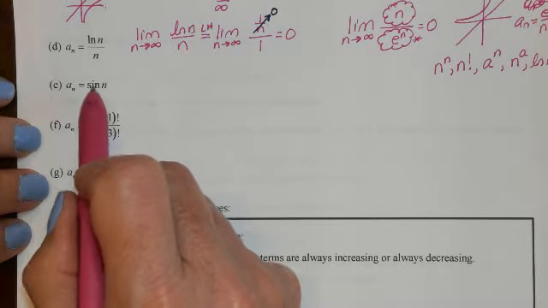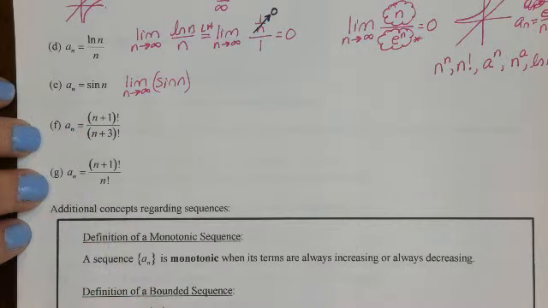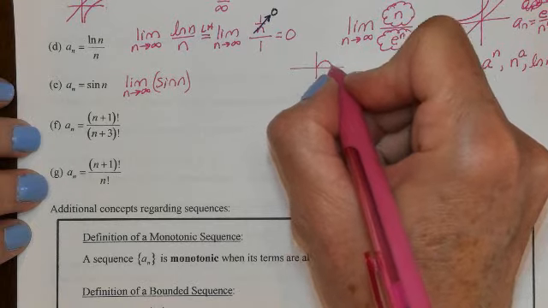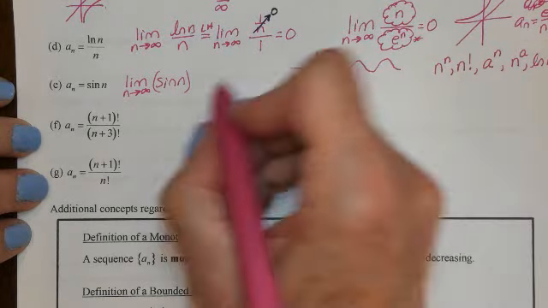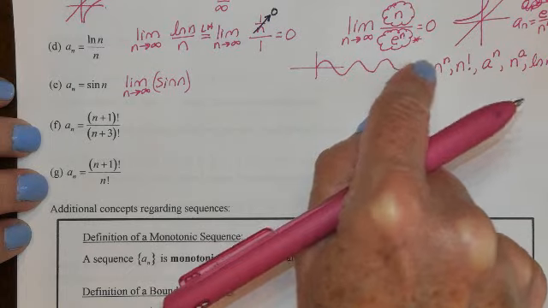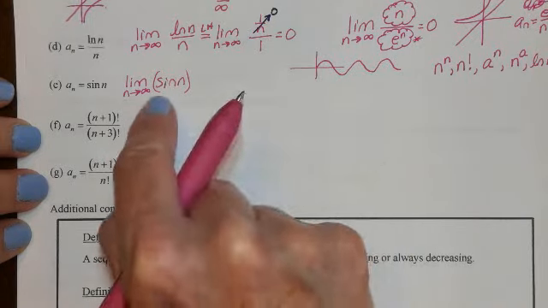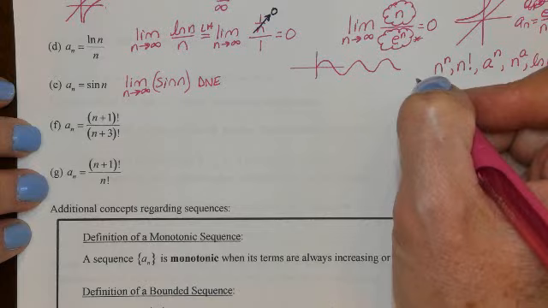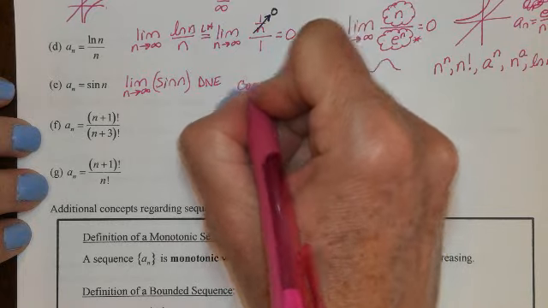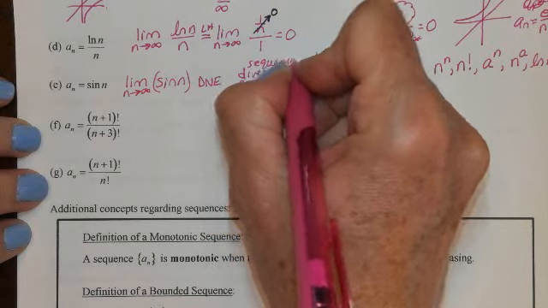Okay. What about sine n? What is the limit as n goes to infinity of sine of n? Well, consider the graph of sine of n. What does the graph of sine of n do as n goes to infinity? Sine of n oscillates between 1 and -1, right? So will it converge to a single value? No. This limit does not exist. Not because it goes to infinity or negative infinity, just because it doesn't converge to a single value. So this one diverges. Not series, sequence. The sequence diverges.